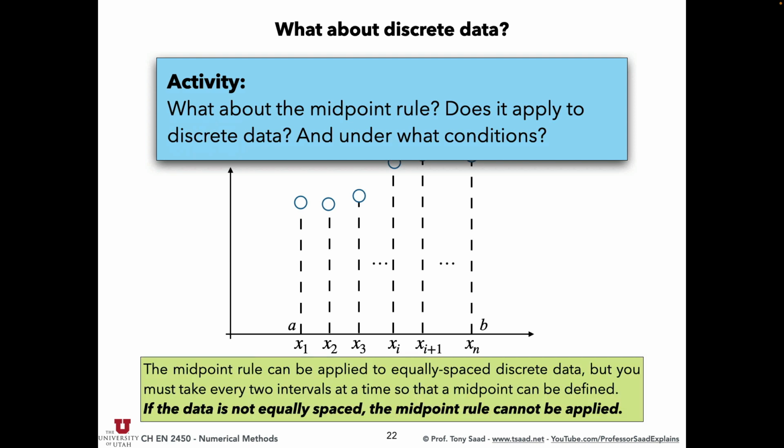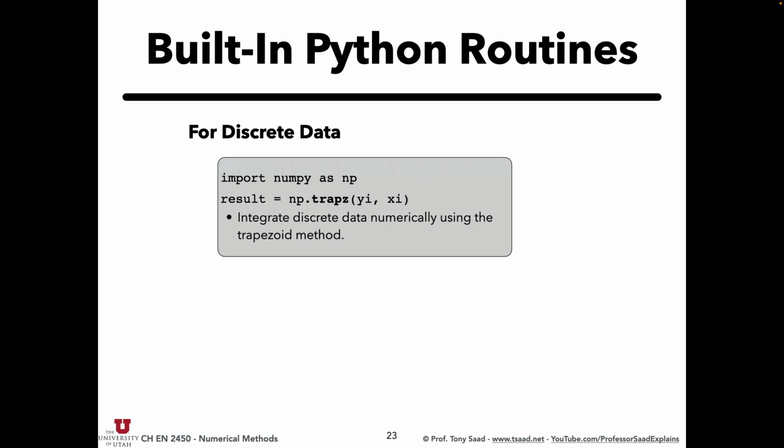The midpoint rule can be applied to equally spaced discrete data, but you must take 2 intervals at a time so that the midpoint can be defined. If it's not equally spaced, the midpoint rule cannot be applied, right? And then you'd have something else, the 1/3 point or 1/4, who knows what accuracy that is. Will it work? Sure, but it's not something that is commonly used, right? Okay. Now for discrete data, you cannot use quad.